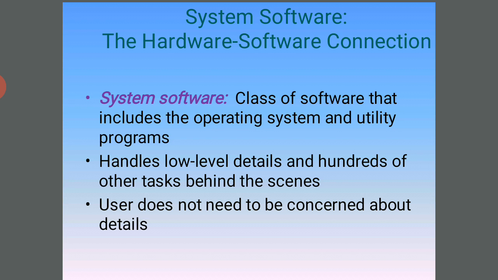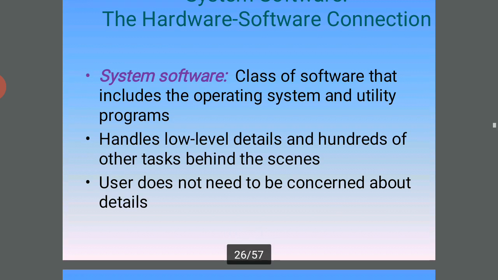We enter and save the program, edit and compile the program, identify the errors, rectify the errors and compile again. We get zero errors, after which we run the program. System software handles low-level details, the hundreds of tasks behind the screens, and the user does not need to be concerned about the details. This is called system software, the hardware-software connection.